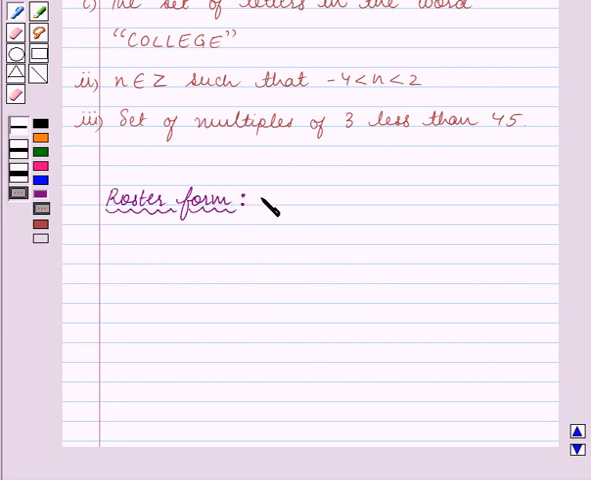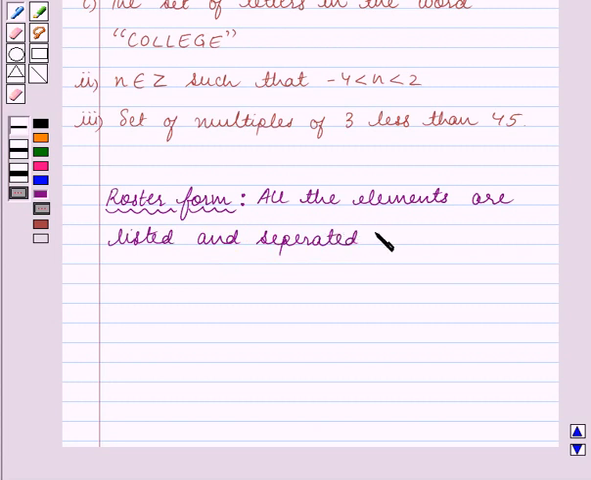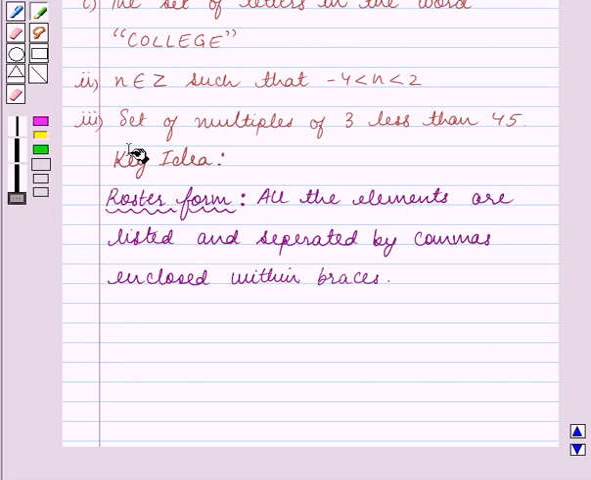In roster form, all the elements are listed and separated by commas, enclosed within braces. This is our key idea for this question, and using this key idea we will solve the question. Let's start the solution now.